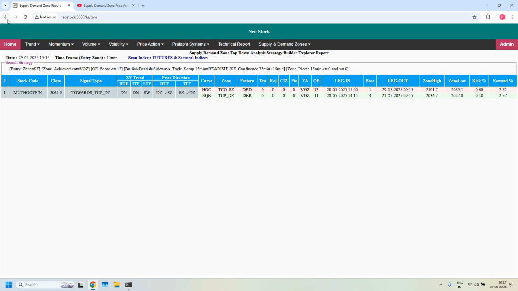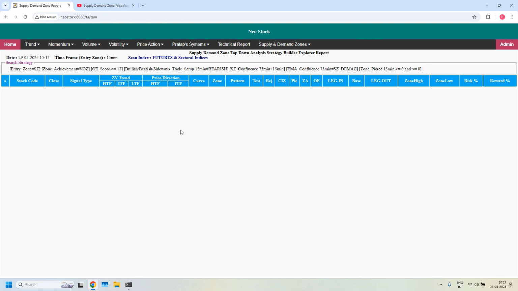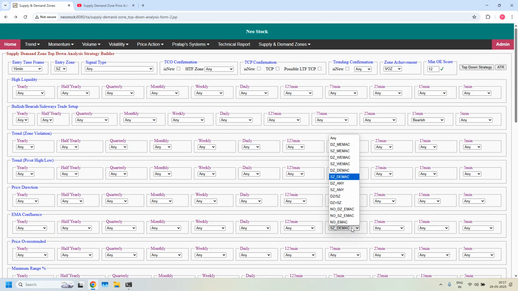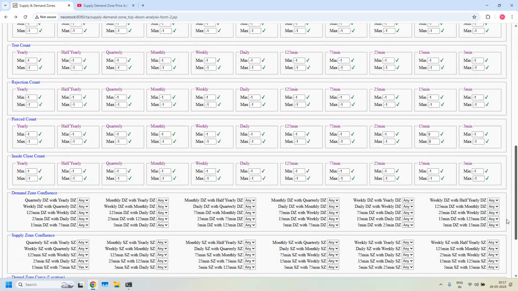So let's verify if the 75-minute supply zone is having daily EMA or not. 75-minute supply zone with daily EMA, by setting the filter, the stock is not filtered. Okay, now we will check LTF, ITF and even HTF supply zone confluence or not. I am removing the EMA filter. In the supply zone confluence, 3 filters we have to set now. First filter is already enabled. Next, 15 minutes and daily supply zone confluence, 75 minutes and daily supply zone confluence filters also enabled.